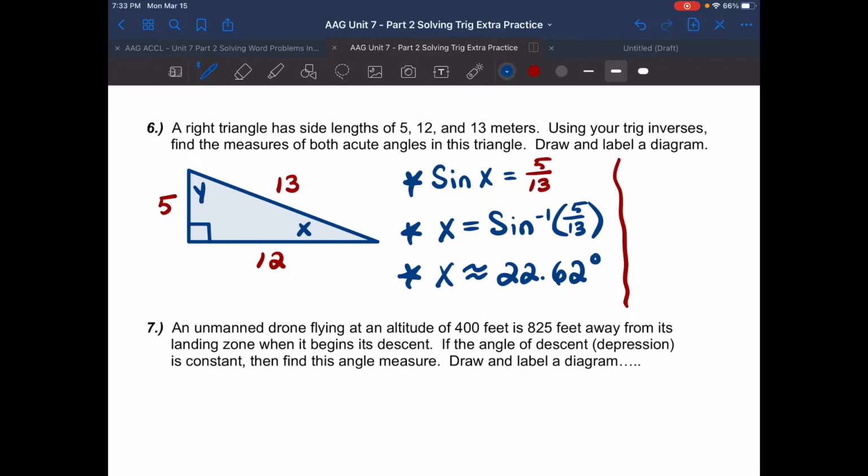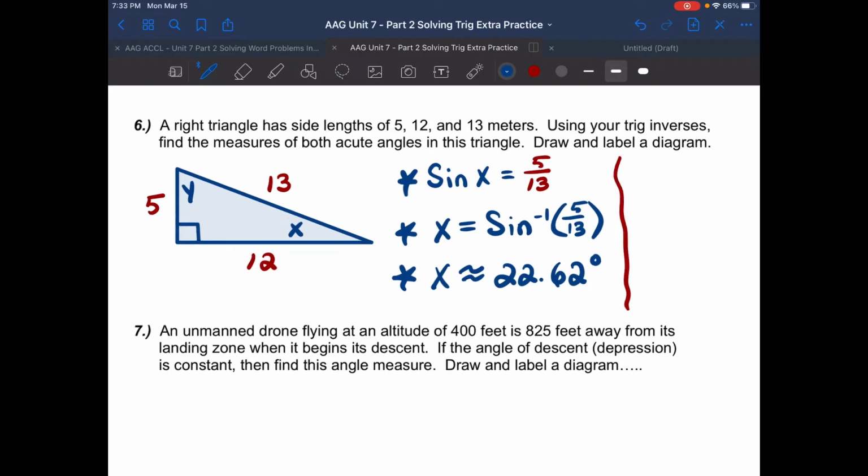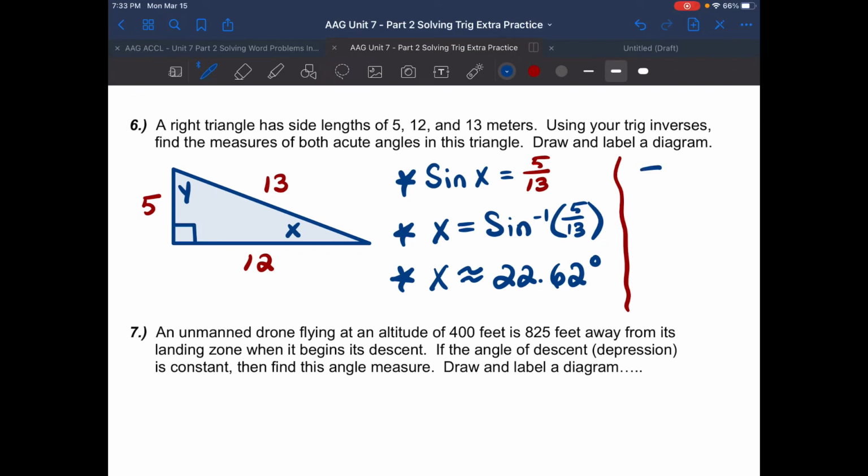I'm just going to pick tangent, but we could literally pick any of the other ones we want. So let's see. The tangent of y degrees is going to be what fraction? Well, that's going to be the opposite, which is 12, over the adjacent, which is 5. So now, ladies and gentlemen, how do we undo tangent? We're going to use inverse tangent.